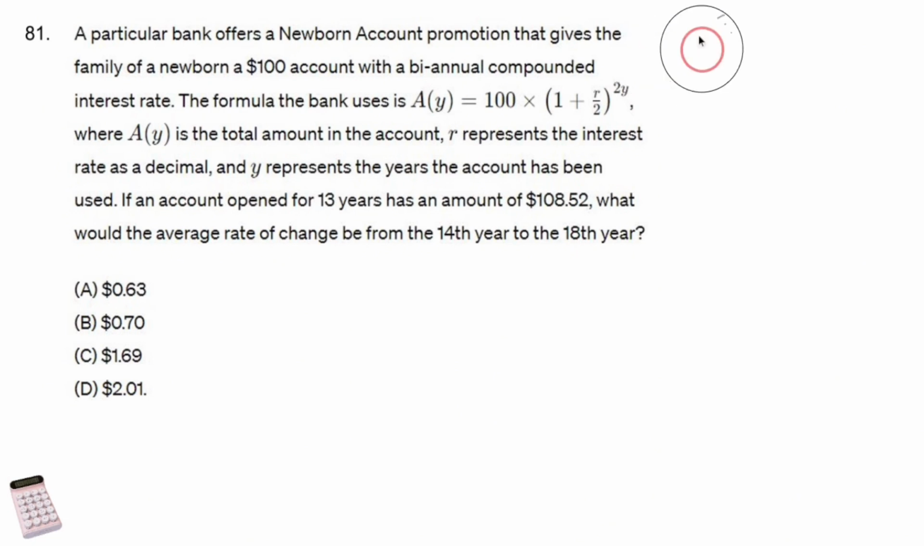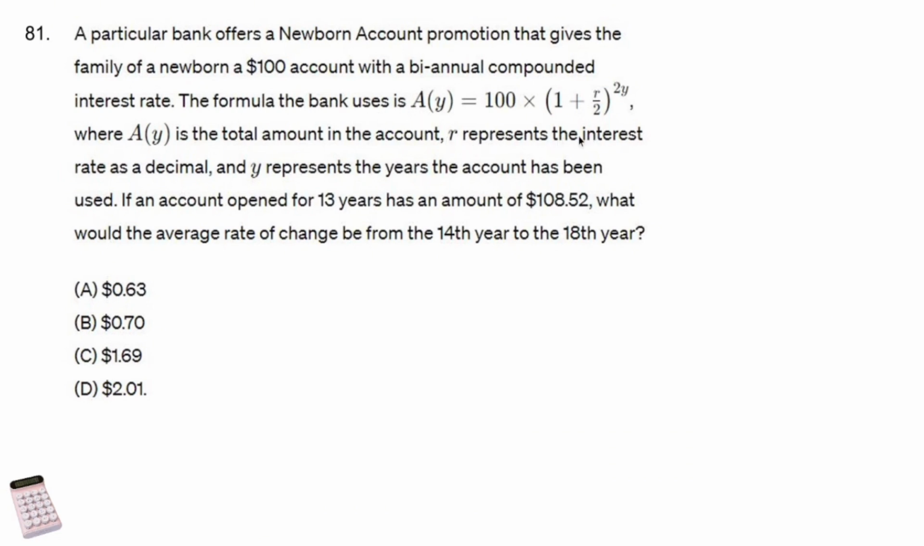This basically says, I put $100 into the bank and I check half a year later and I have a little bit more. And then I check 6 months after that and I have a little bit more. But we really don't need to worry about that. What we need to worry about is A of y is the total amount of money that you have in the account, not how much you make, your value of the account.